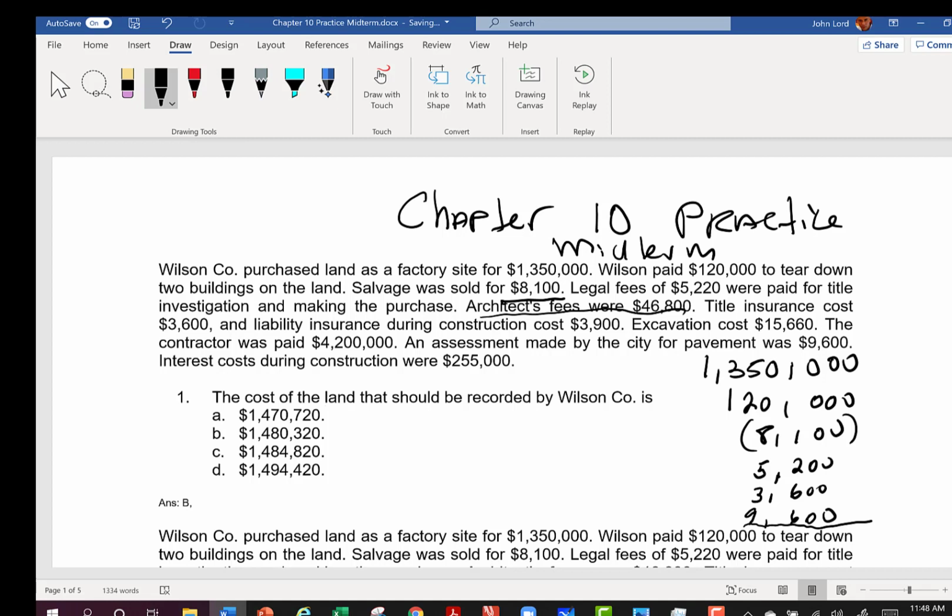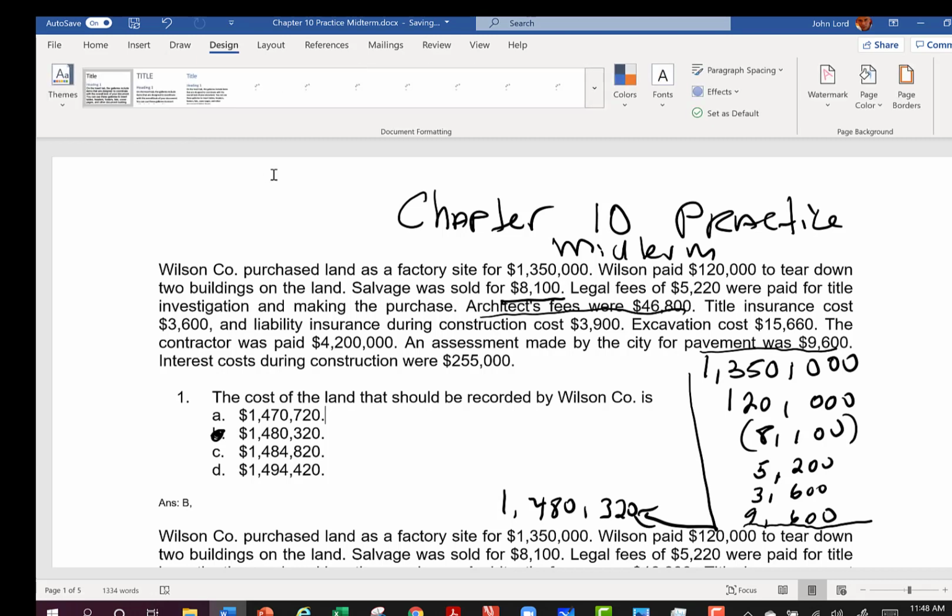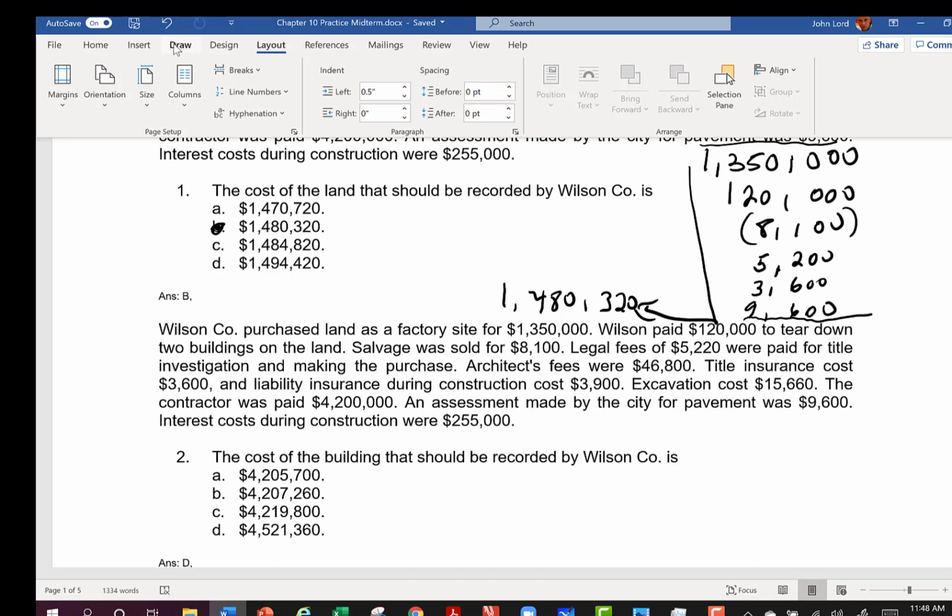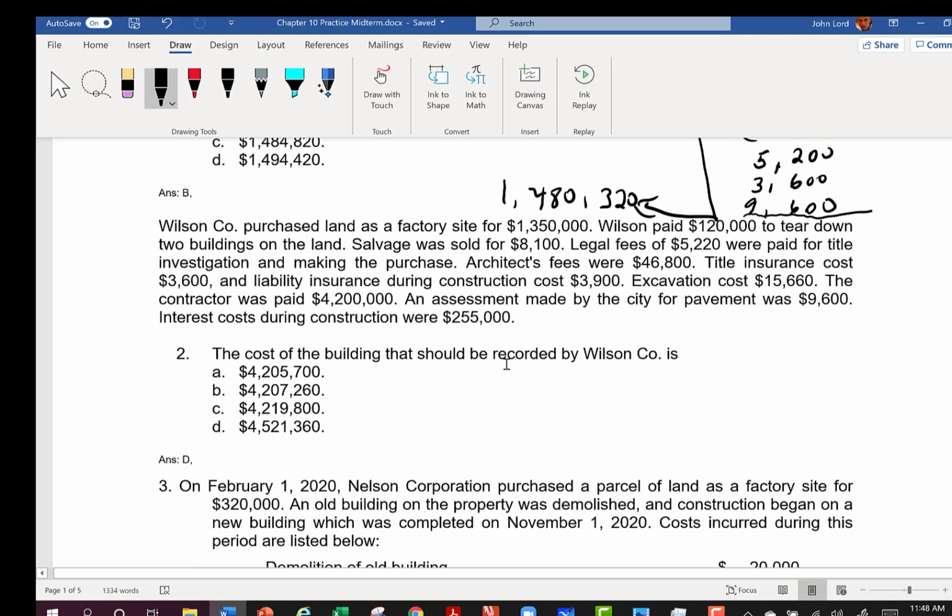So we start to get in here, and we start to add all of this up. And I'm going to write the total here since I ran out of room. You add all these numbers up, that total comes to 1,480,320, the answer to this question. Okay, so you can expect some questions like that on your midterm. I probably won't get as granular about something like this, but things that fit more into that visual of getting the land nice and flat versus digging the hole for the building is the nature of things I'd expect you to know.